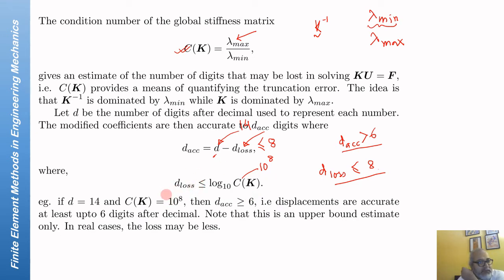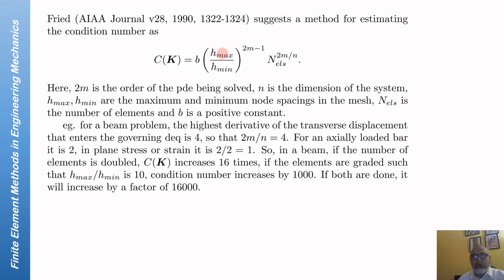Now, if your condition number is lower, that means you have a lesser difference between lambda max and lambda min, then of course your accuracy increases, and you can trust your results much more. So it turns out that we can relate the condition number of the global stiffness matrix to the parameters in the mesh.